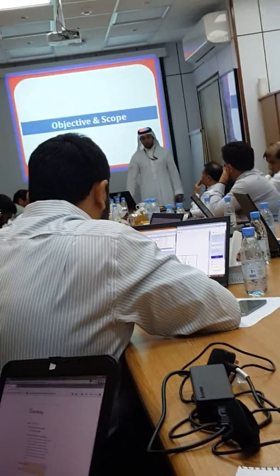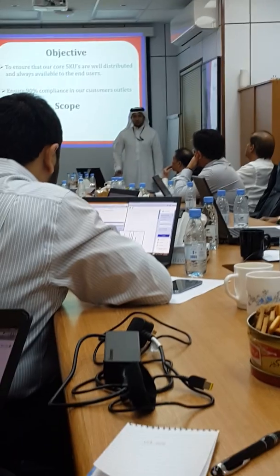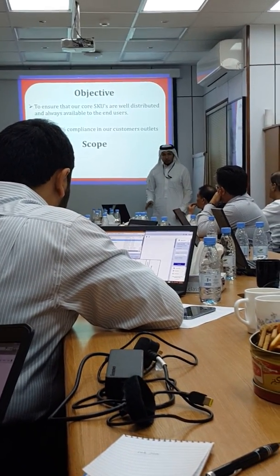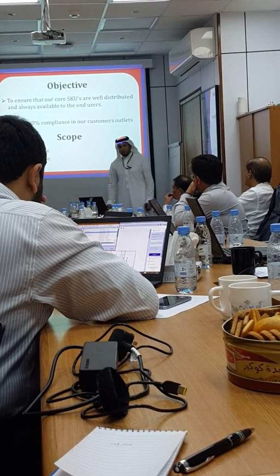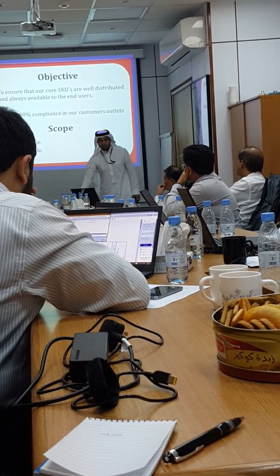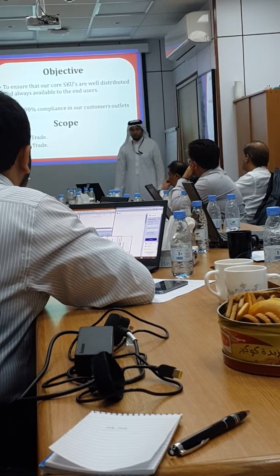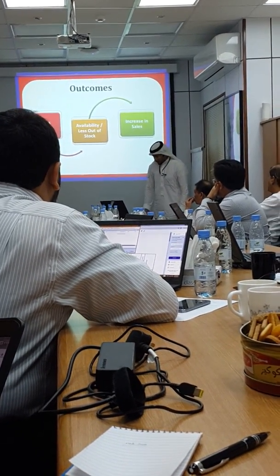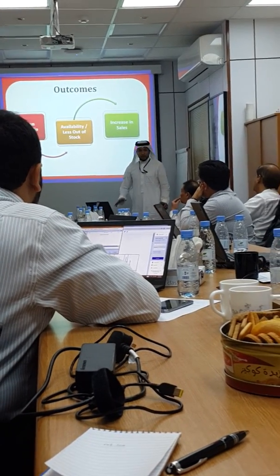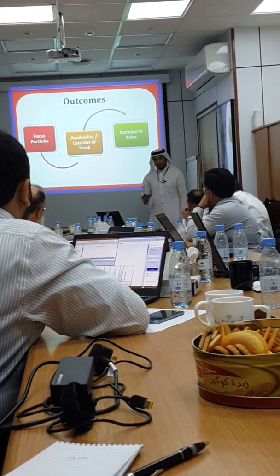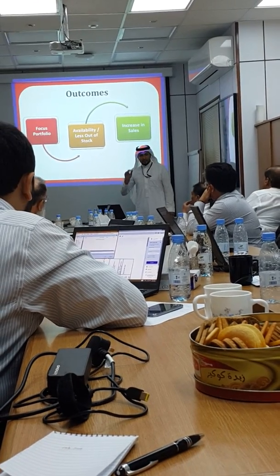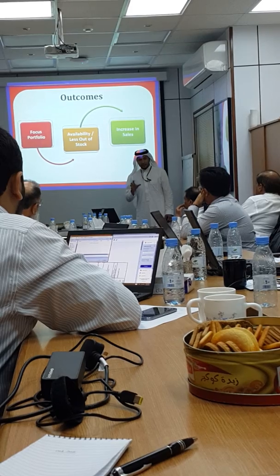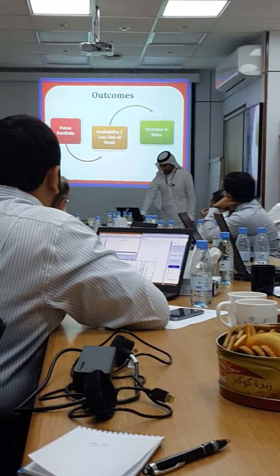The objective and the scope of this project. The objective is to ensure that 90% of our core SKUs are well distributed and always available to the end users, to ensure 90% compliance in our customers' outlets. The scope is the general trade channel and modern trade channel. The outcome of this project is a focused portfolio that will maximize our availability and minimize out of stock, and ultimately that will increase our sales.